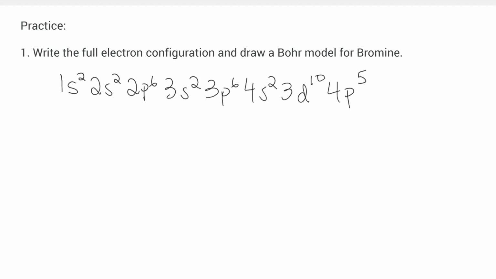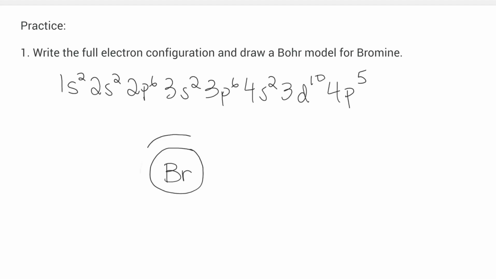So if we wanted to draw this as a Bohr model, we're going to put a Br in the middle. The first thing we need to know is how many total energy levels we have. Looking at this electron configuration, what is the largest coefficient that you see out front? I see energy level 1, some energy level 2, some energy level 3, and some energy level 4. So I see 4 total energy levels, and I'm going to go ahead and draw 4 rings in my Bohr model.